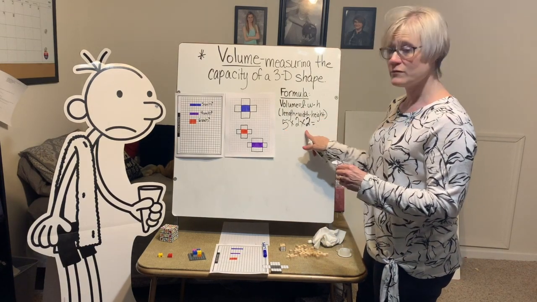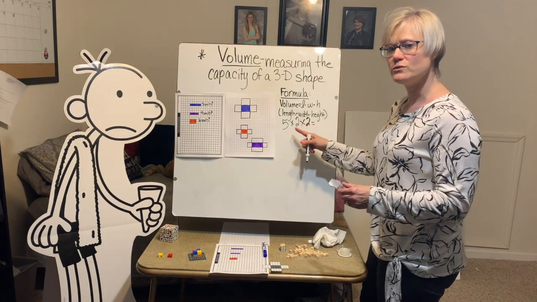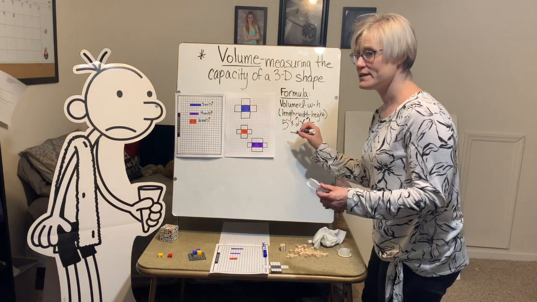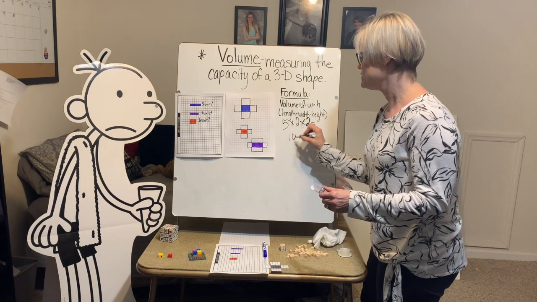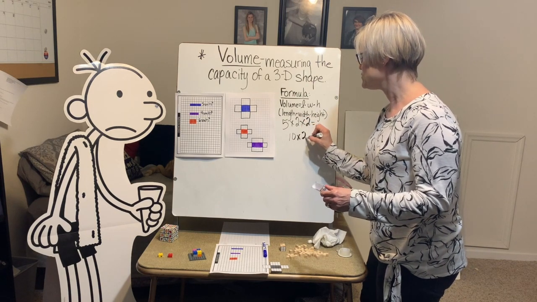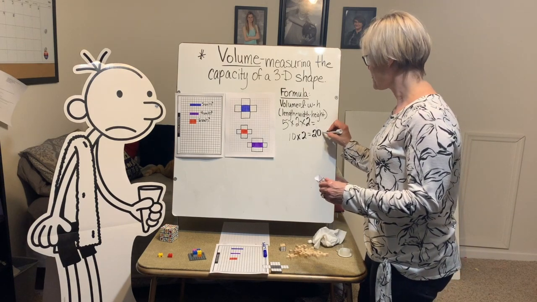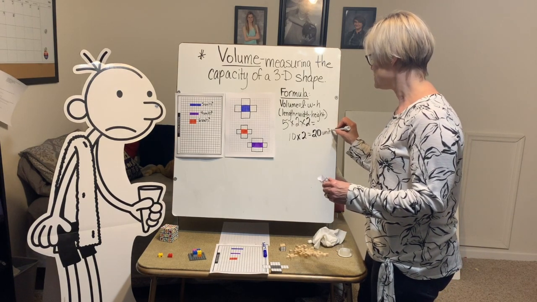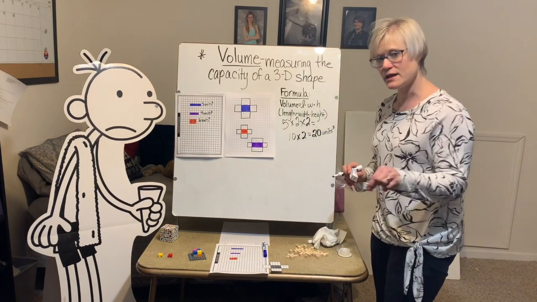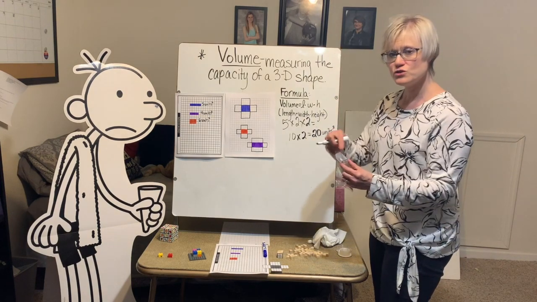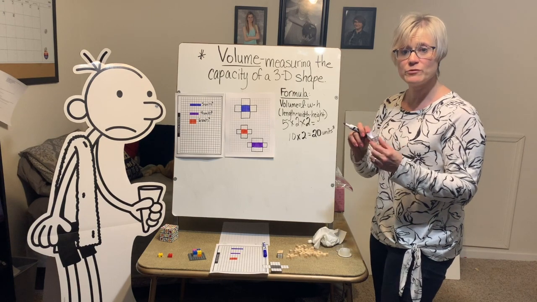Again, remember we have order of operations. When we multiply, we do multiplication and division left to right. So we've got 5 times 2 is 10, and then 10 times 2 is 20. So we've got 20 units cubed. So just like I did with this last net, I would be able to put 20 cubes in here to fill it to capacity, or that's all it can hold.